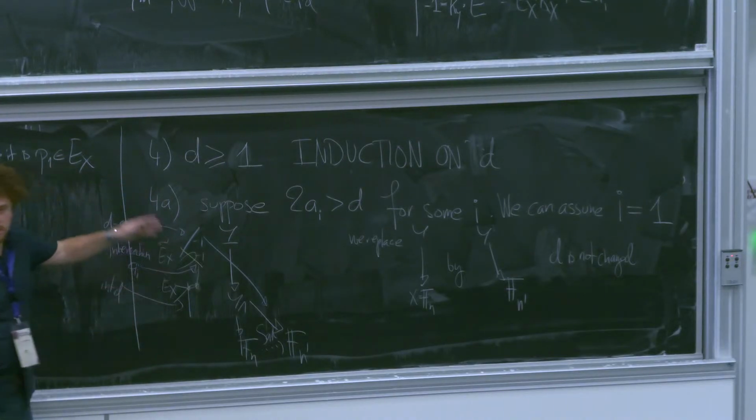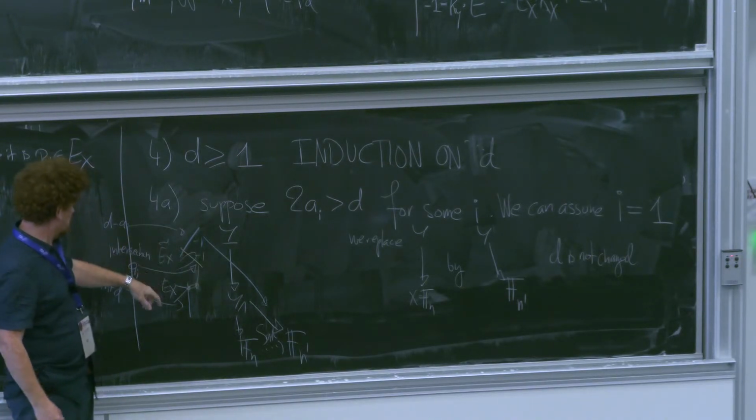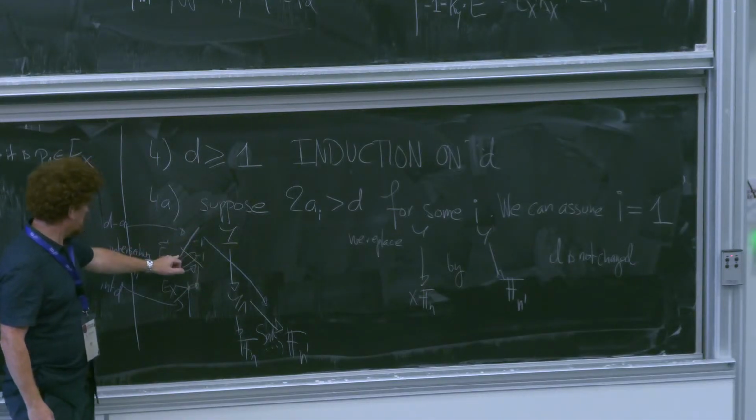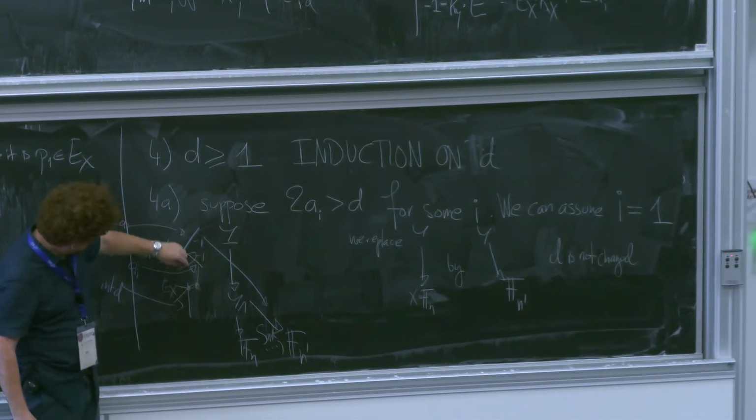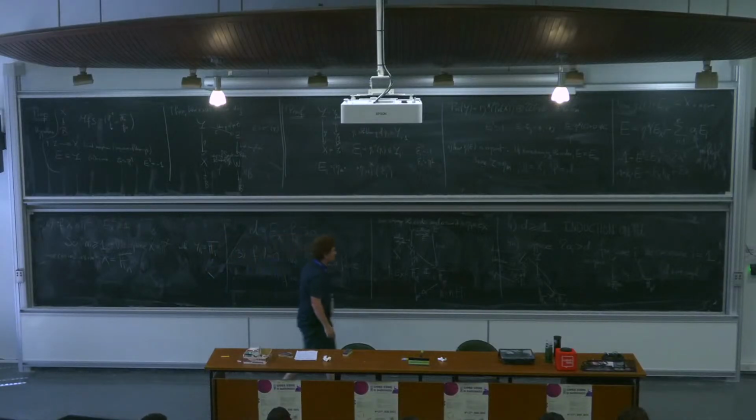So you have a curve which intersects your fiber in D points. You have a blow up of the points. You blow up, the intersection with this is A_i, and this is D minus A_i, because the pullback of the line is just this plus this. Okay, so the sum of the two intersections makes D. One is A_i, the other one is D minus A_i.